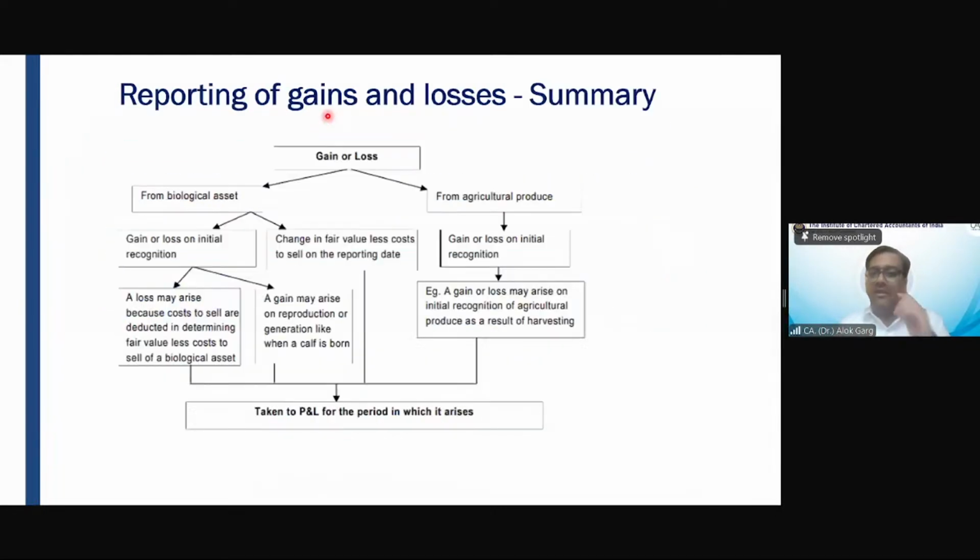So gains and losses I've already covered. This is already covered: gains and losses on initial recognition, subsequent measurement, right? When the biological asset was born, or when it died, everything is taken. If there's a decrease in fair value, it will go to impairment loss, right? Under P&L, other expenses. Nisha, it will go to other expenses.